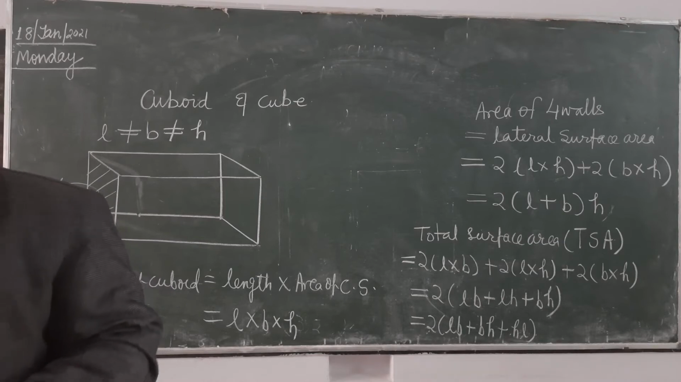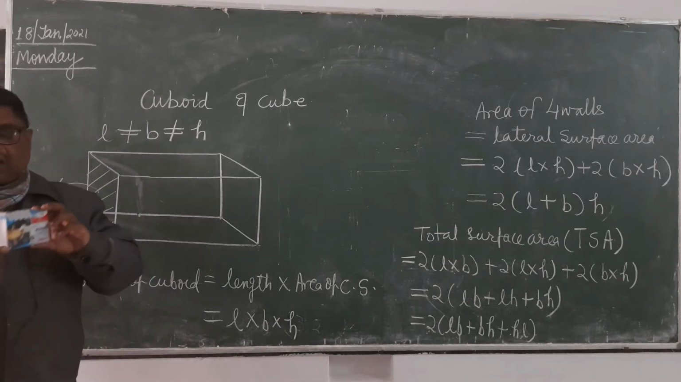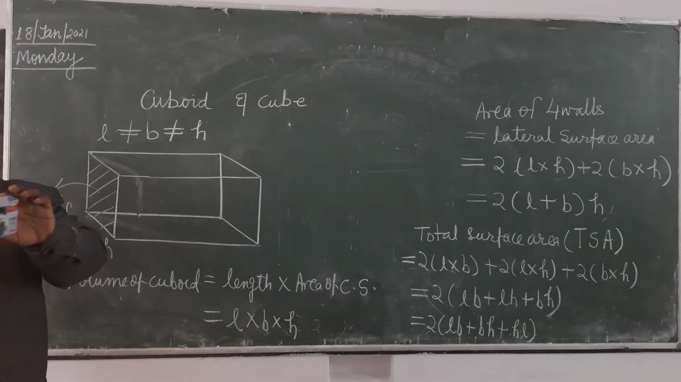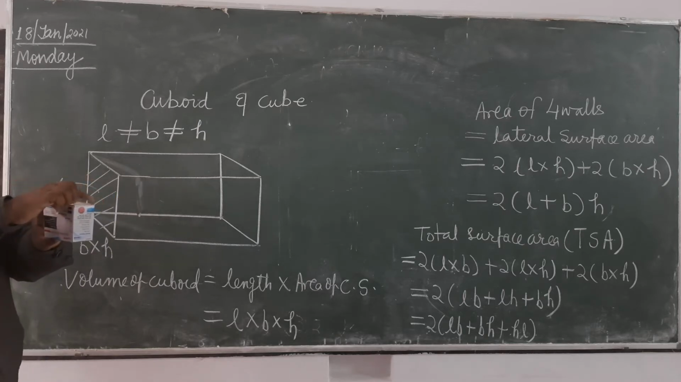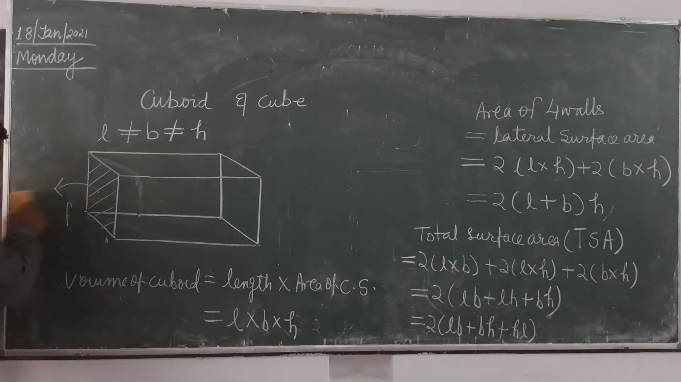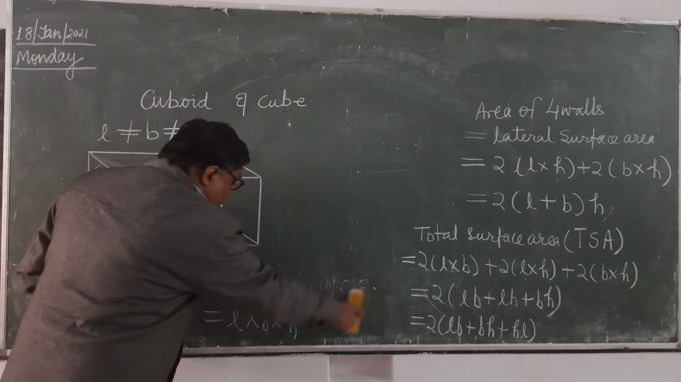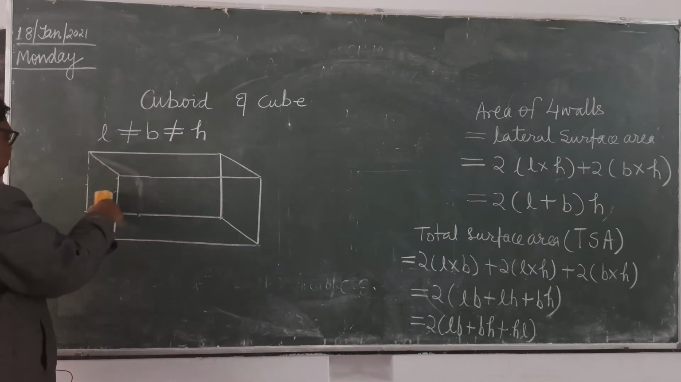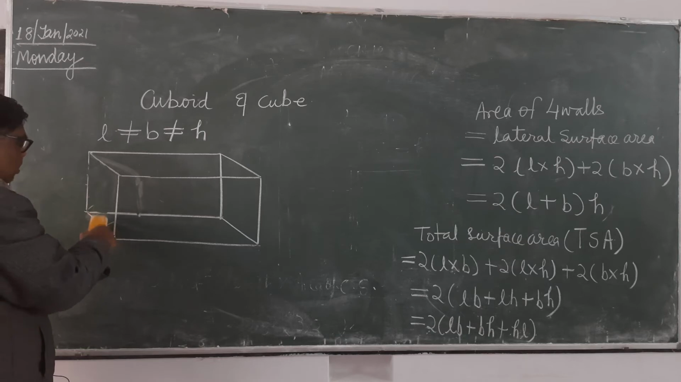What will be the diagonal of the cuboid? Diagonal of the cuboid means you join this vertex with the diagonally opposite vertex. I am showing here in the diagram what will be the diagonal. You can see here, it is the longest length inside the cuboid. Diagonal is the longest length inside the cuboid.